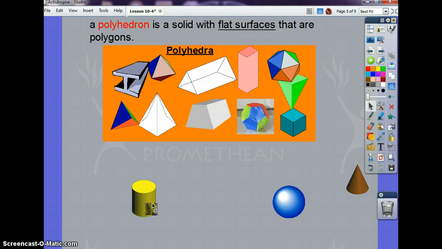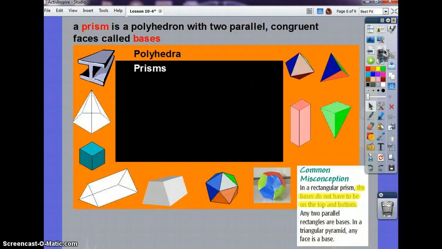This yellow figure on the left is a cylinder, has two circular congruent bases. This is a sphere, and the brown one here on the right is a cone. Now we're going to take those polyhedra that we just identified and further classify them now as a prism. A prism is a polyhedron with two parallel congruent faces called bases.